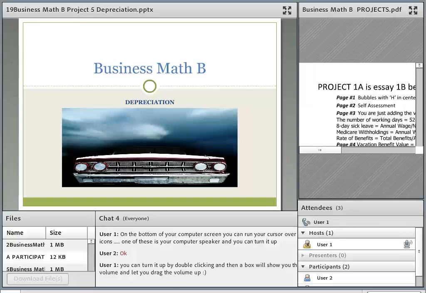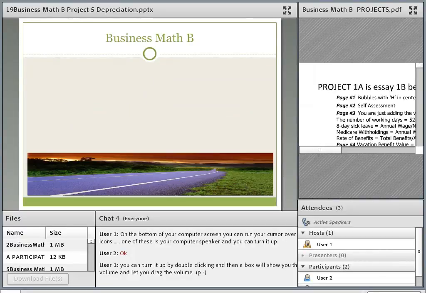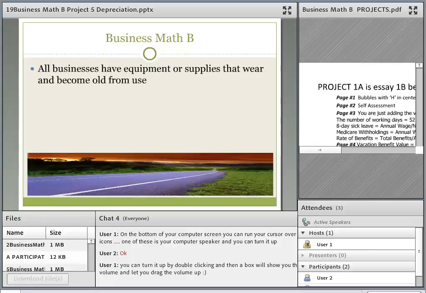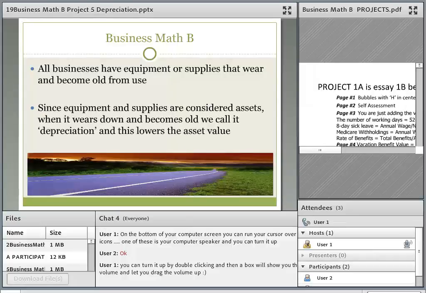I put an old car on the front here because when we think of depreciation, we think of something that's been used for several years and it's losing its value. As you know, all businesses have some type of equipment or supplies, and they eventually wear or become old from use. Since equipment and supplies are considered assets, when it wears down and becomes old, we call it depreciation, and this lowers the asset value.